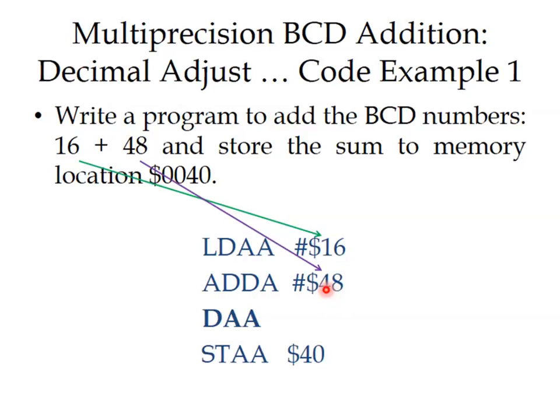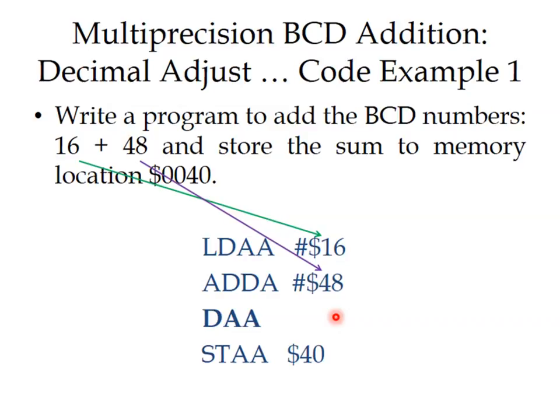Now, this is a little bit tricky. Even if you see there is a dollar sign here, you know that this is a hex number, but you have to assume this is a decimal number, because binary coded decimal means you will be using the hex digits, but you are actually writing a decimal number. You know what I'm saying? So, for now, think that 16 is a decimal number, 48 is a decimal number. So you are adding 16 plus 48, and you want to get the sum in decimal.